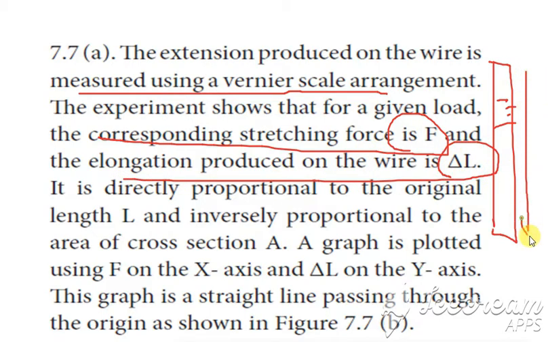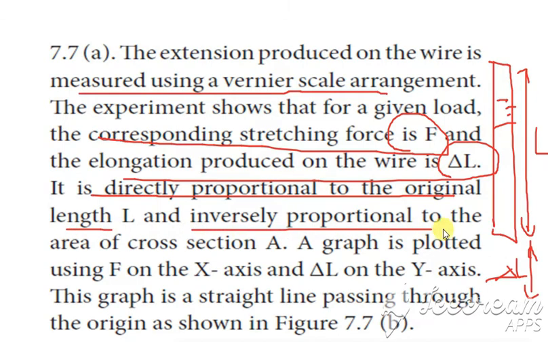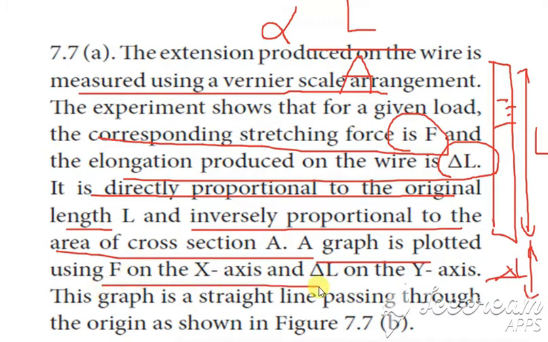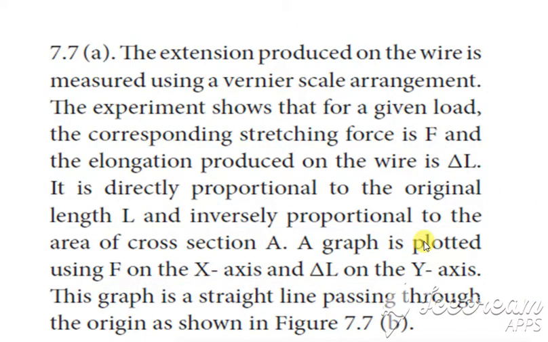So first the length is L, and the elongation of the length is del L, and the force is F. It is directly proportional to the original length and inversely proportional to the area of cross section. We are also going to draw a graph between F and del L, and we see that the graph gives a straight line.